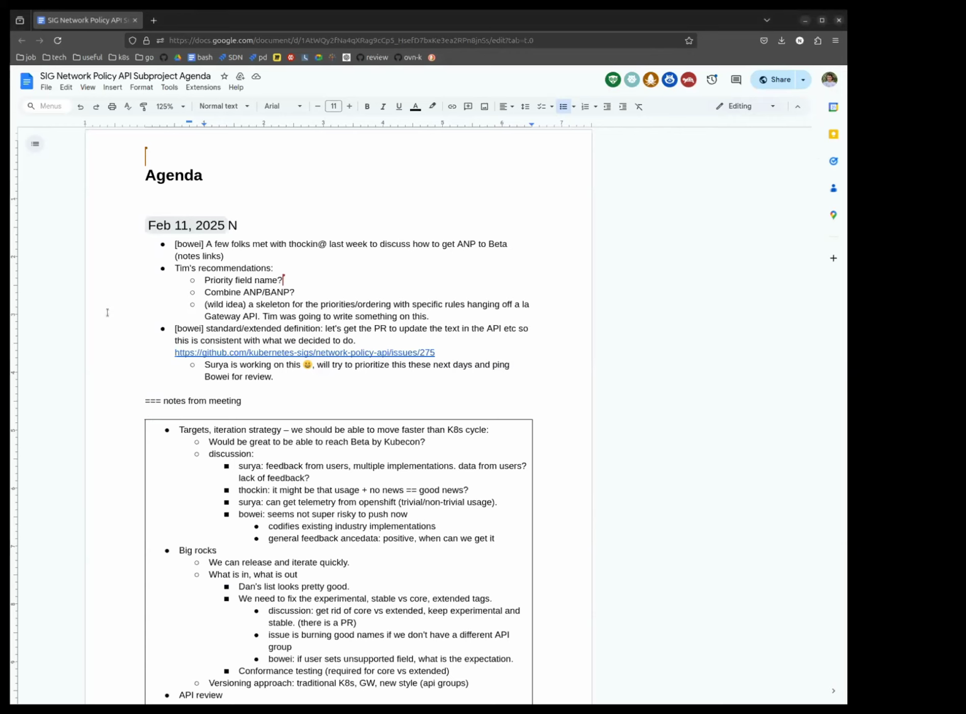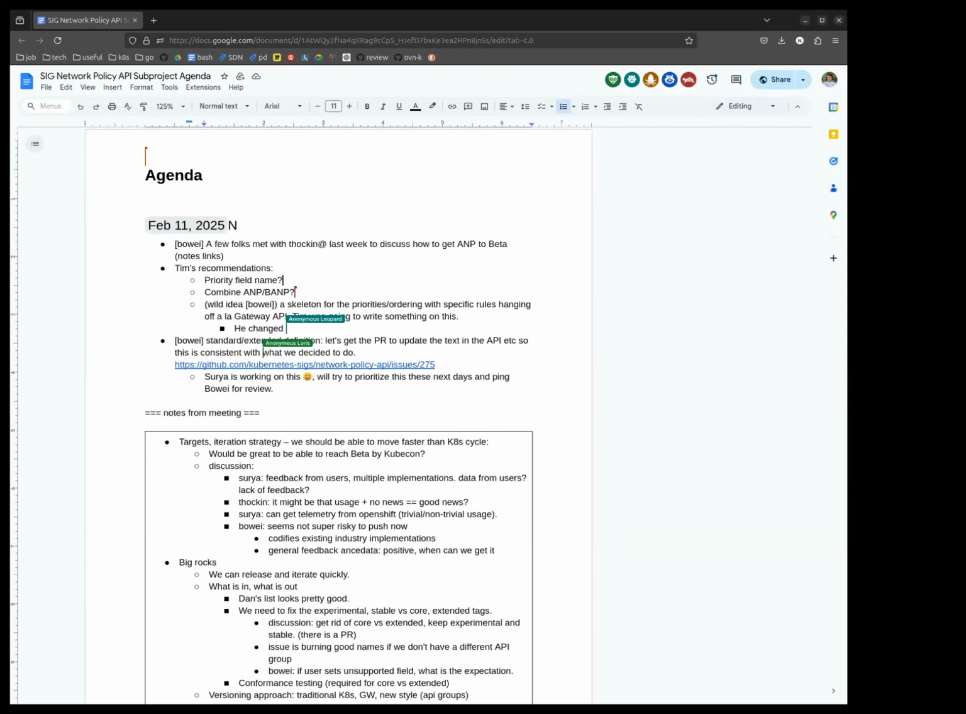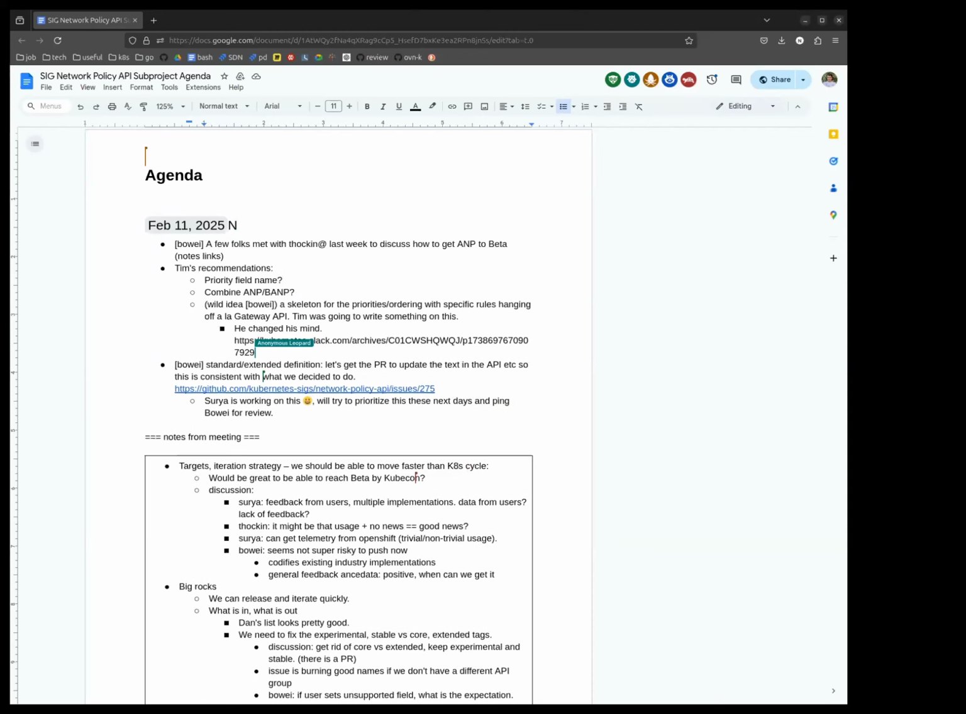And then there was a wild idea. I didn't put this one in, but it was about making it like Gateway API, where you have all kinds of different plugin policies. So the goal there would be, if you install a network focused plugin, it would say, I support network things, and maybe I support service account matches. And if you were to install alternatively an L7 focused plugin, then you would get a bunch more different policy things.